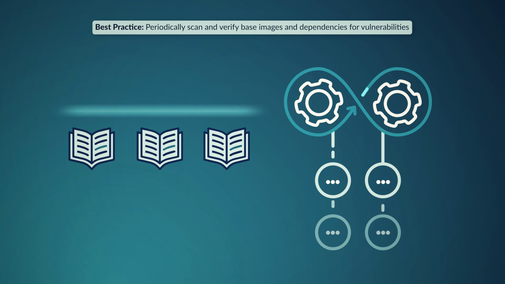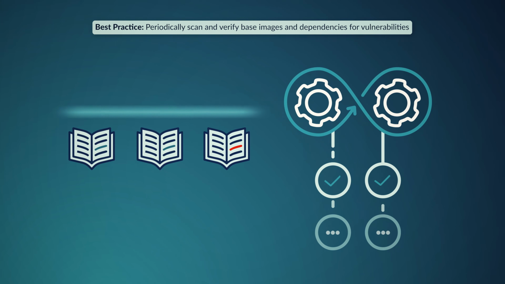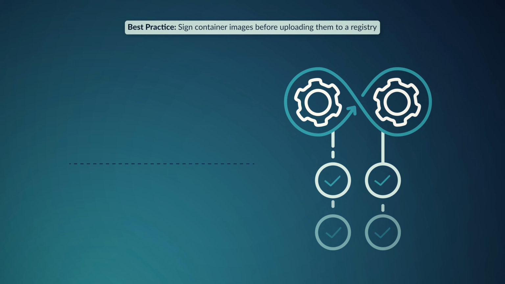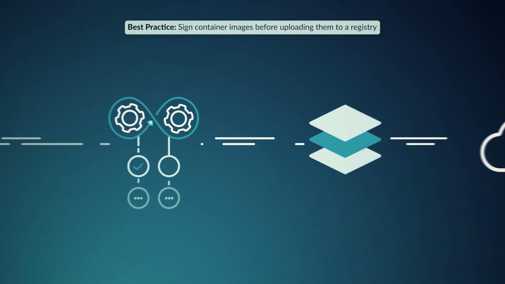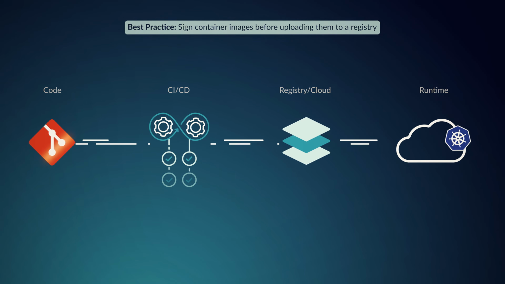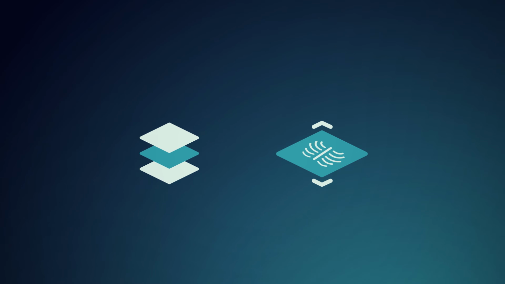The major programming languages offer tools that can gather vulnerability data on the libraries your code depends on and generate a report. Finally, after building a solid container image, you should sign it before uploading it to a registry. Image signing guarantees that you will be able to verify at runtime that the container images you're running have not been tampered with.